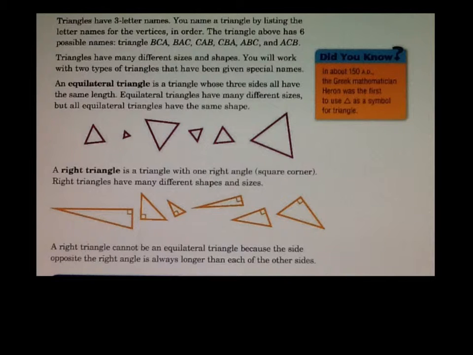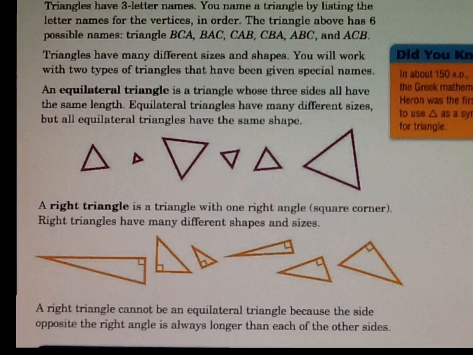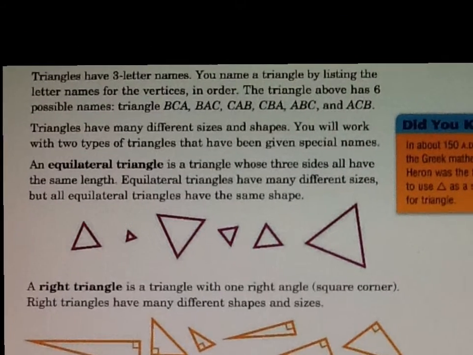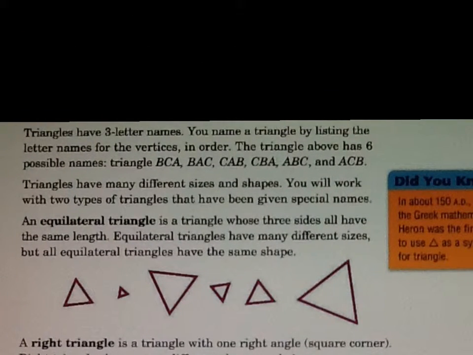We also know that triangles are a special type of polygon. Follow along as we read all about triangles. Triangles have 3-letter names. You name a triangle by listing the letter names for the vertices in order. So the triangle above has 6 possible names. That triangle looked like this, and each of the vertices were labeled A, B, and C.